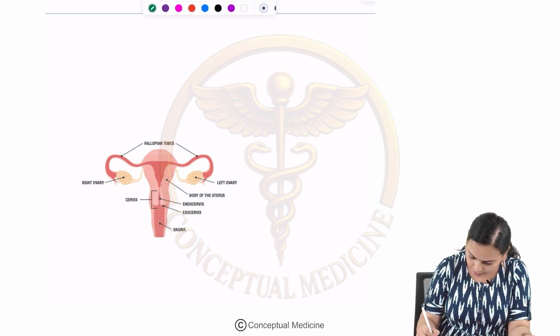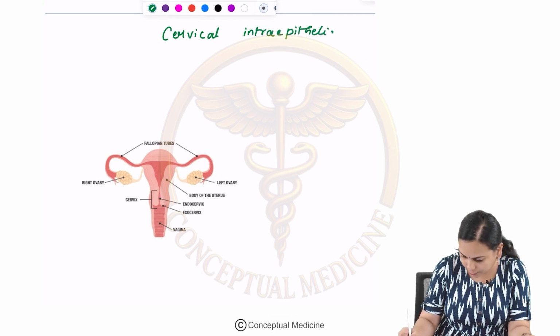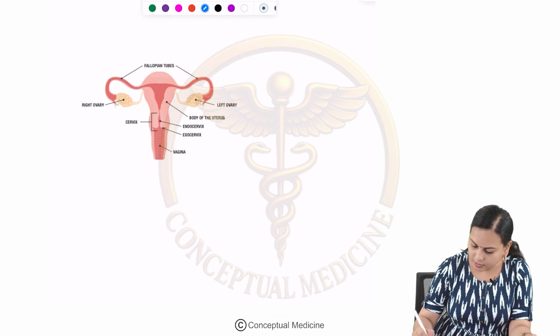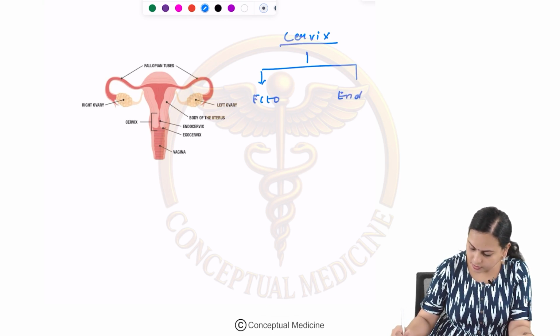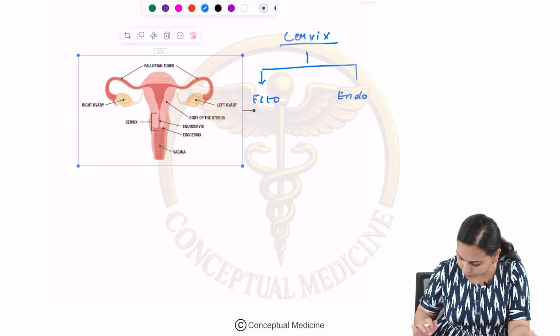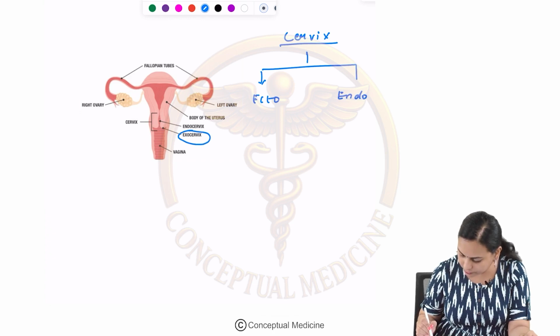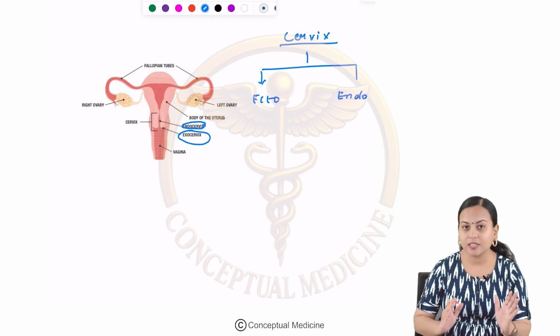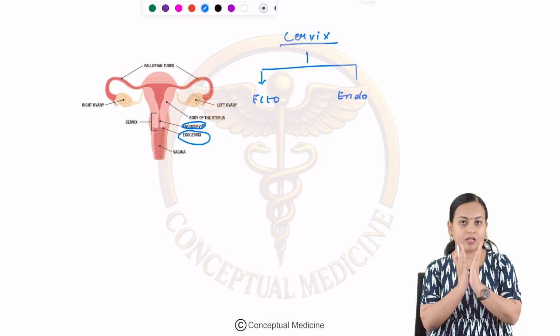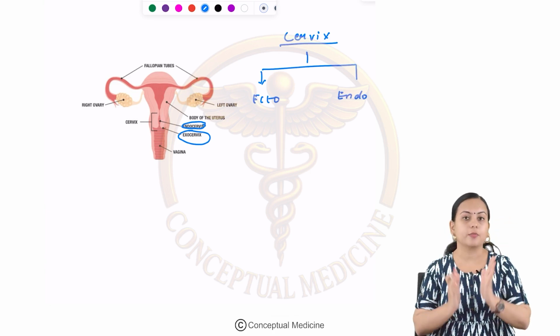Cervical intraepithelial neoplasia. See, cervix is divided into two parts. One is ectocervix, another one is endocervix. As you see in this picture, you are able to see that there is an exocervix, that is presenting outside, and the endocervix, which is nothing but the inner lining of the cervix, which is going to continue with the endometrial cavity also.